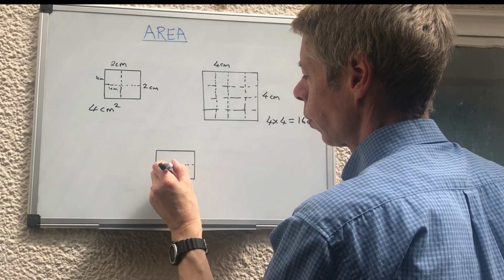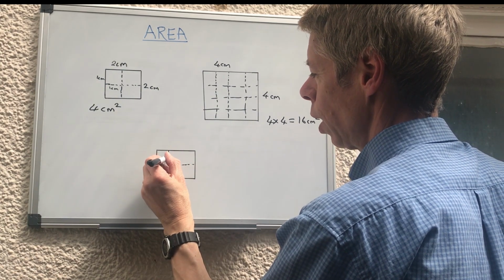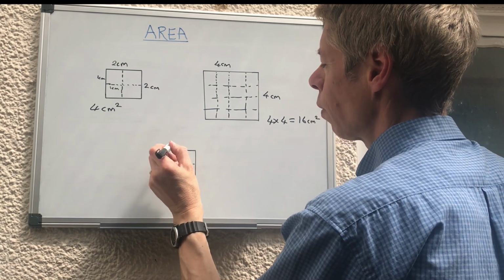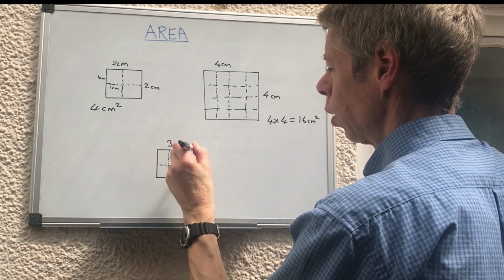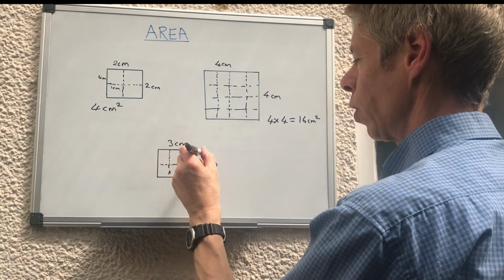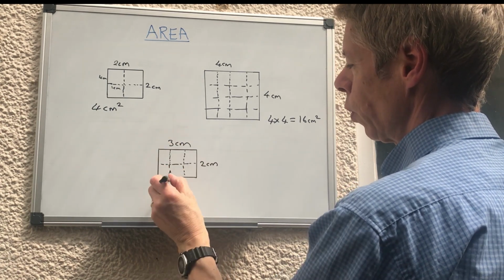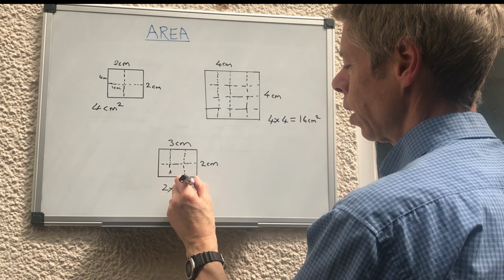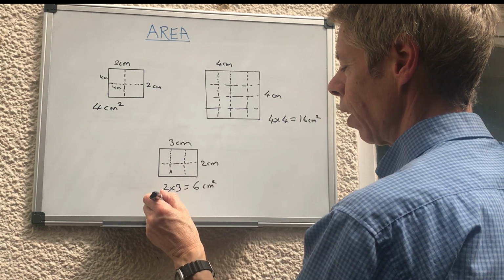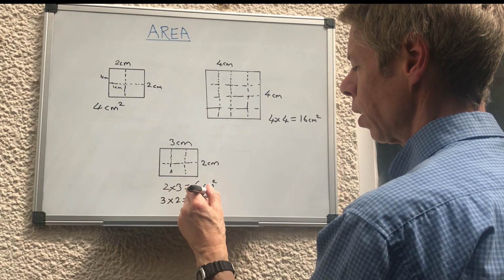On this one, it's not going to be perfect squares, but it's not too bad. We have 3 centimetres long by 2 centimetres wide, so it's 3 columns of 2, or 2 rows of 3. So 2 times 3 is 6 centimetres squared. Doesn't matter which way around you do it. You normally think of it as length times width, so 3 times 2 still gives you the same answer.